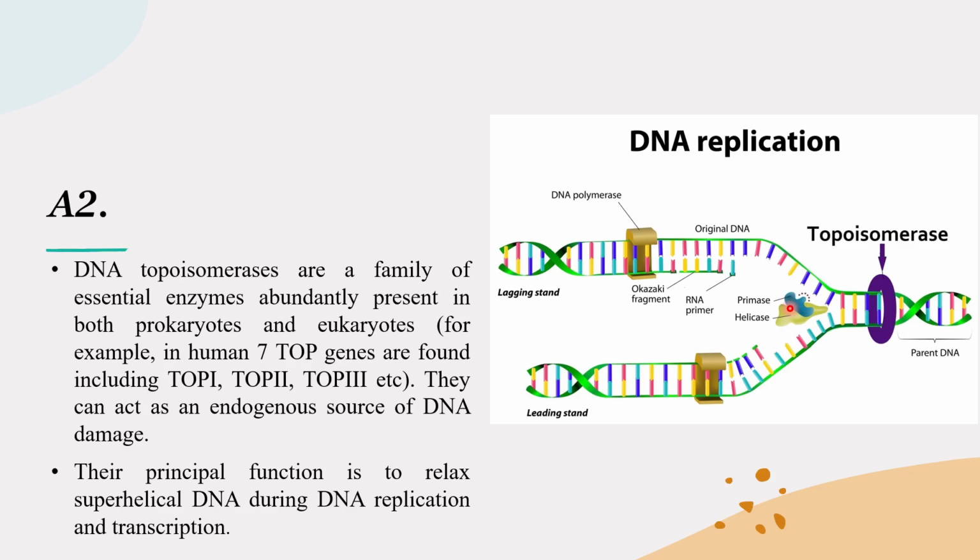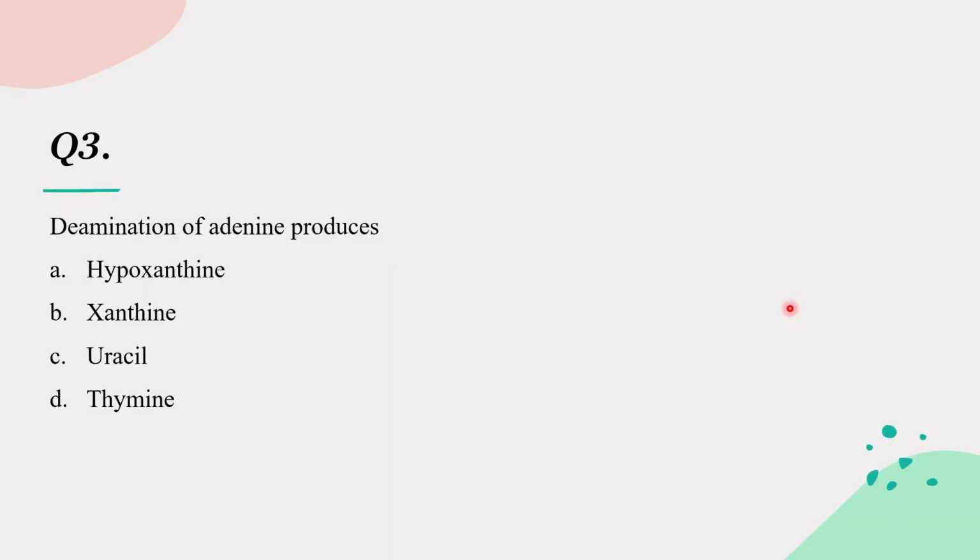Okay, then let's move to our next question, that is, deamination of adenine produces: hypoxanthine, xanthine, uracil, or thymine. Please answer in 2 minutes, then we will discuss.